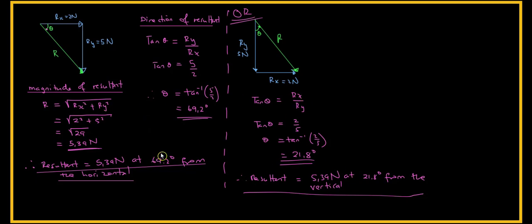Both answers will be correct as long as you tell us the particular angle with respect to the relevant vector. This 69.2 degrees is with respect to the horizontal, and this one is with respect to the vertical. And something interesting here: if you add this particular angle and this particular angle, you get 90 degrees. These two angles add up to 90 degrees.